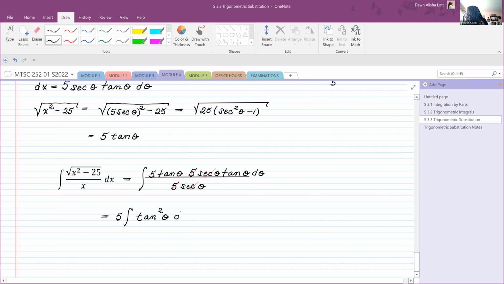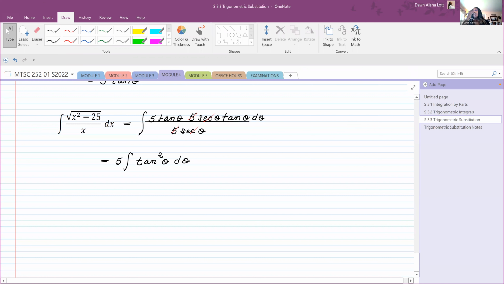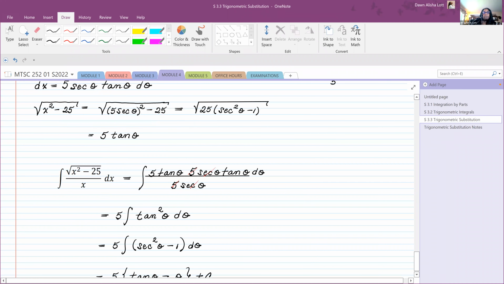theta d theta. And if you remember from when Mr. Piaget taught, we trade out tangent squared for secant squared of theta minus 1 d theta. So that's 5 times integrate secant squared. You get the tangent of theta minus theta plus a constant. Now I need to go back to my problem.